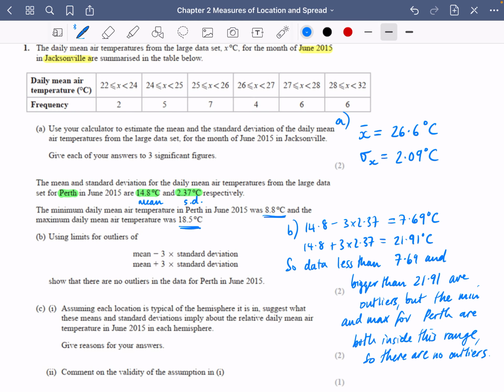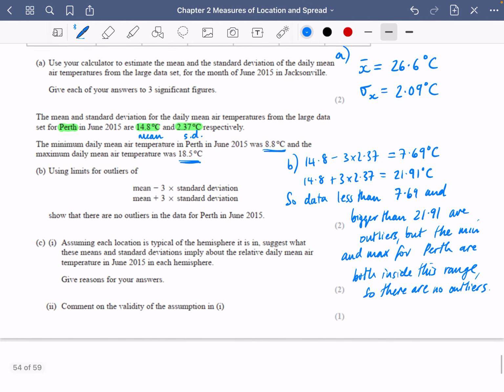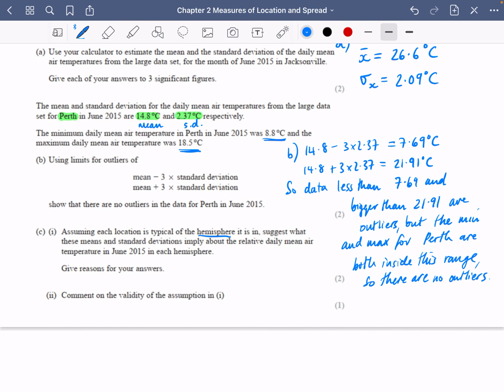Okay, it then says, assuming each location is typical of the hemisphere it is in, so you're either in the northern hemisphere or the southern hemisphere, which half of the Earth, suggest what these means and standard deviations imply about the relative daily mean air temperature in June 2015 in each hemisphere. Give reasons for your answers. So they're asking us to comment about the air temperature in each hemisphere.